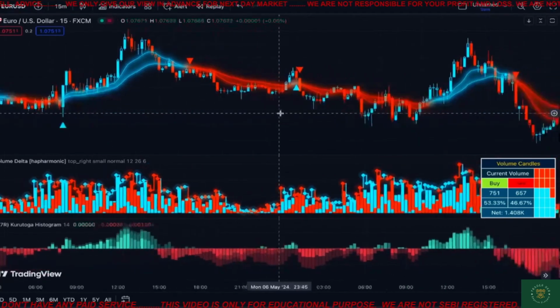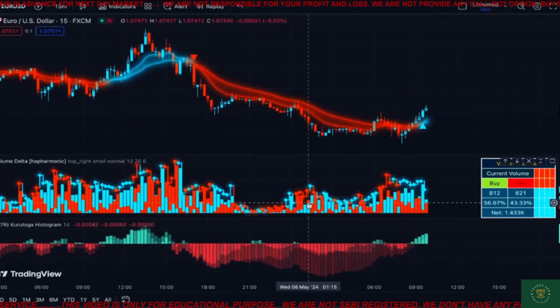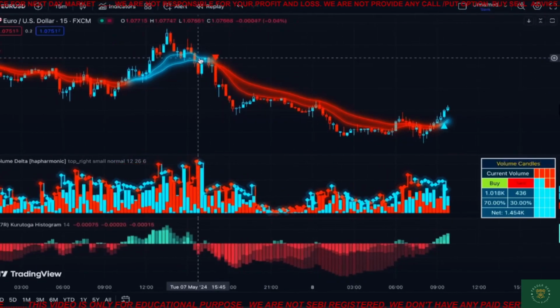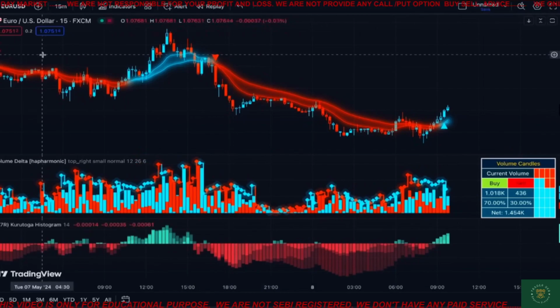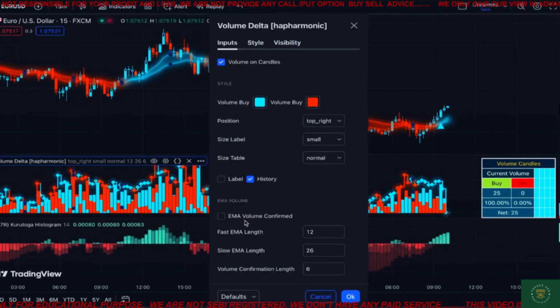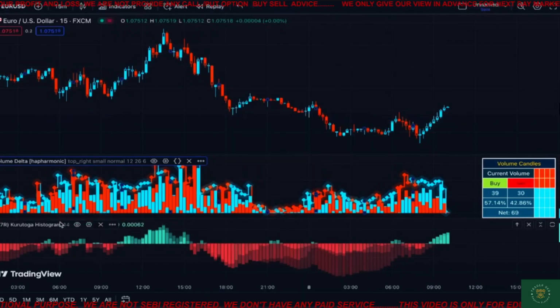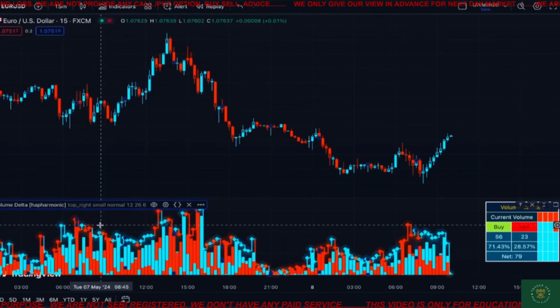Please pay attention that you can use this volume data for any trading strategy or for any other buy sell signal indicators. If you don't need the buy sell signals of these moving average crossovers, you can simply go to the settings of the indicator and remove EMA volume confirmed. And now you can use the volume data of this indicator in your personal trading strategies for more confirmation and removing of false signals.